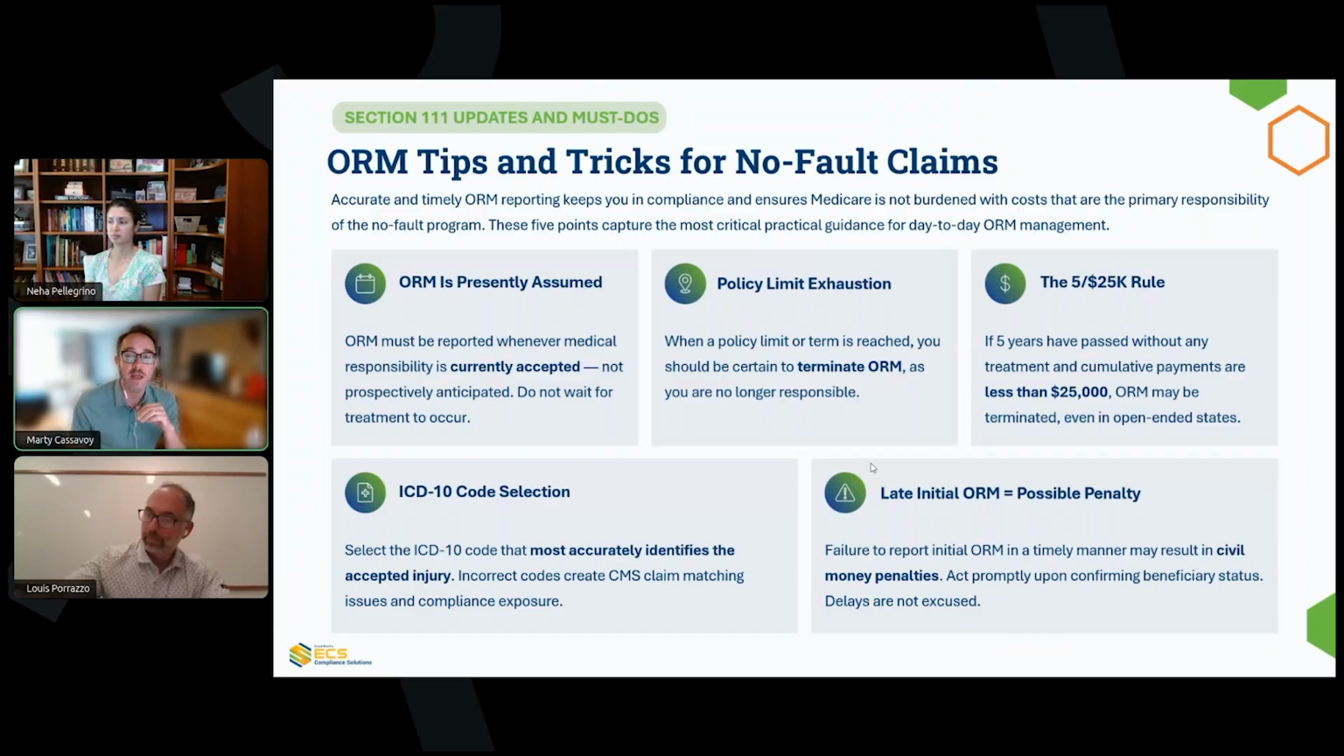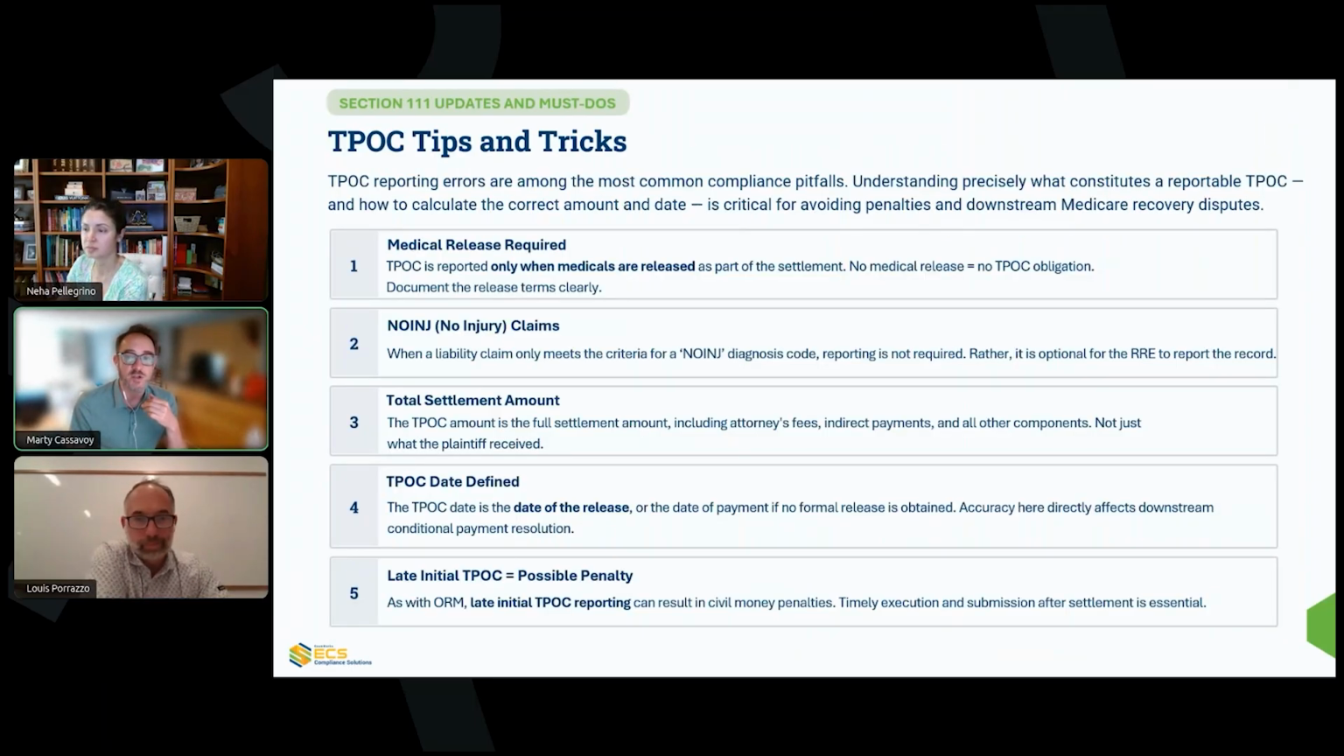Far more critical for liability folks, of course, is TPOC. And so I'm going to turn it over to Neha, and she's going to cover our TPOC tips and tricks.